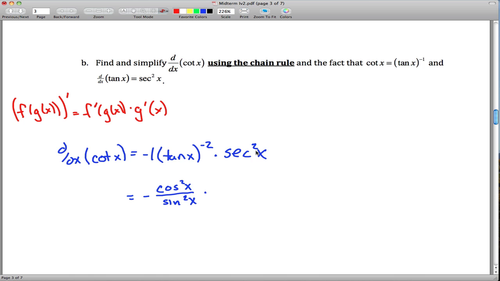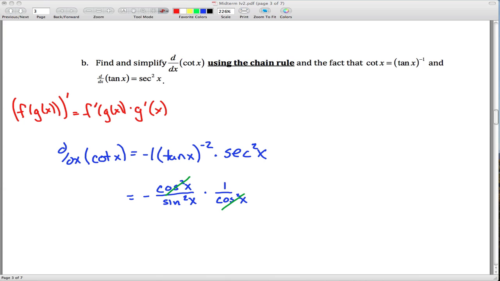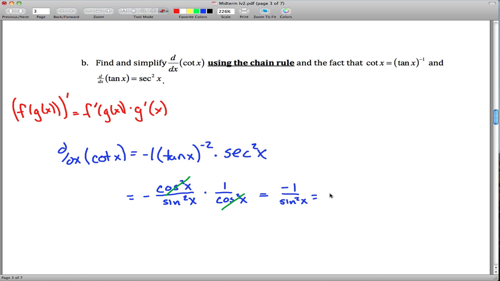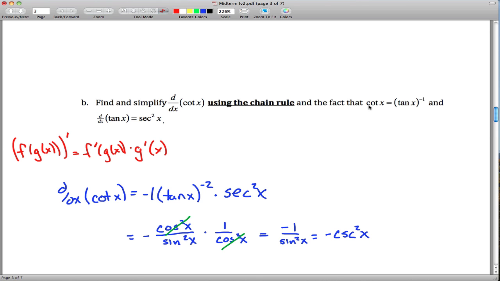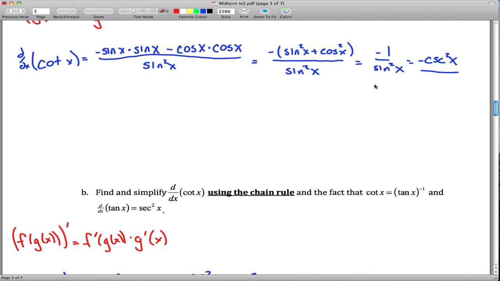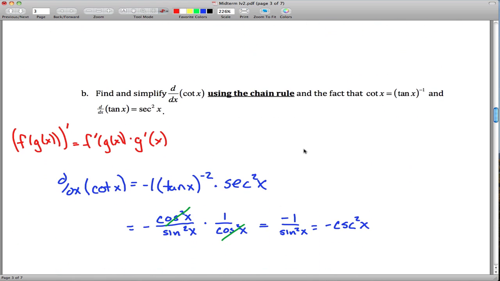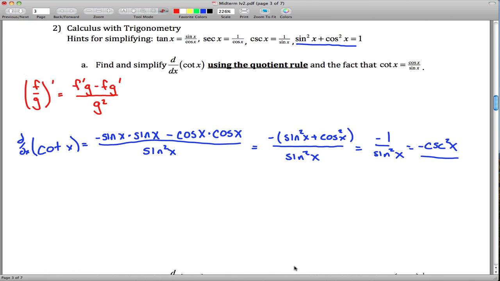Then we have to multiply that by secant squared, but secant is 1 over cosine. So secant squared is 1 over cosine squared. And what's nice about this is cosine squared and cosine squared will cancel out. And what we're left with is negative 1 over sine squared, which is equal to negative cosecant squared of x, which sure enough does match up with what we got up here. And that is the end of problem 2.